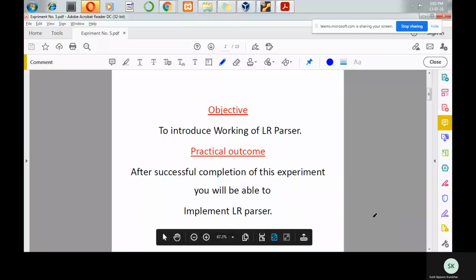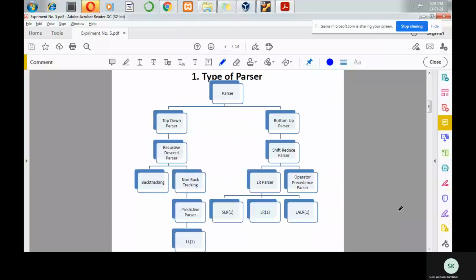Figure shows a type of parsers. Parsers are mainly categorized as top-down parser and bottom-up parser. Shift-reduce parser is the simplest form of bottom-up parser. Shift-reduce parser is being categorized as LR parser, operator precedence parser. LR parser is again categorized simple LR parser, LR1 parser, and look ahead LR parser.